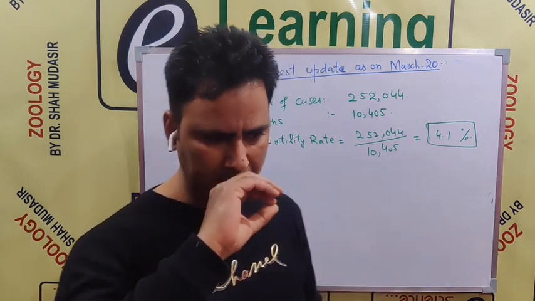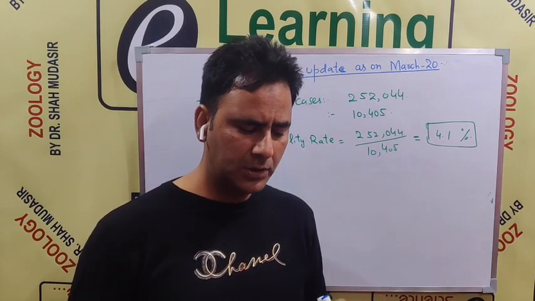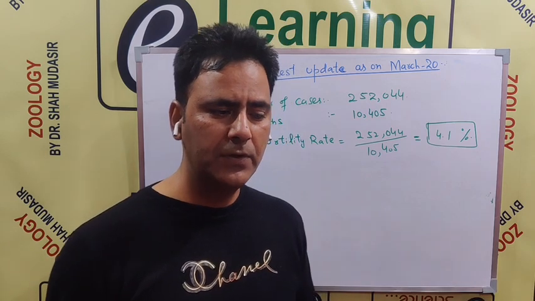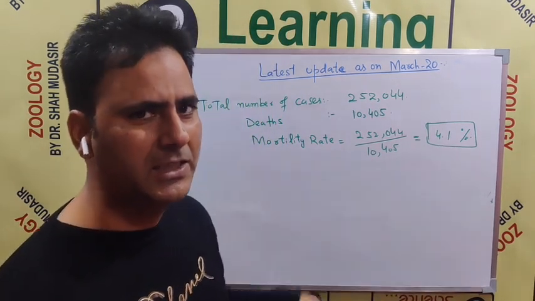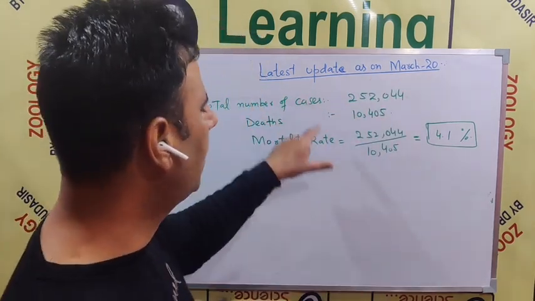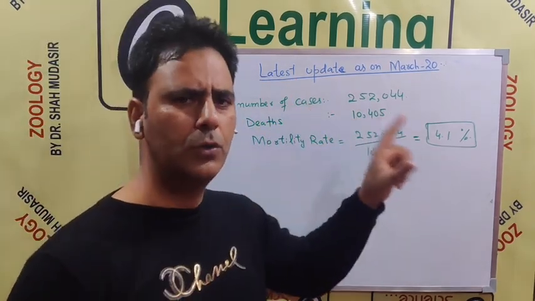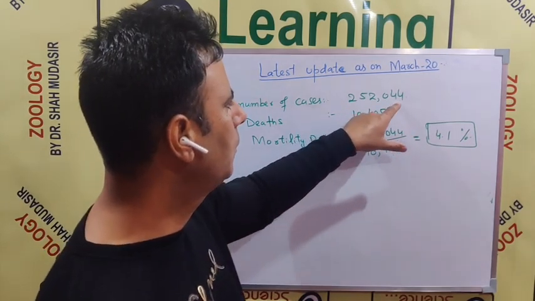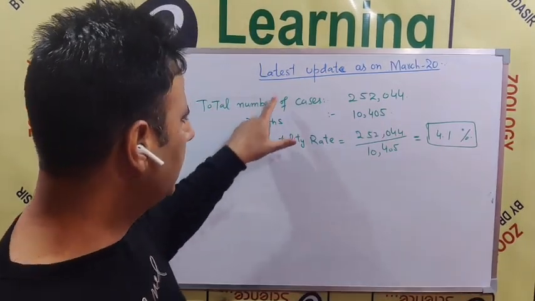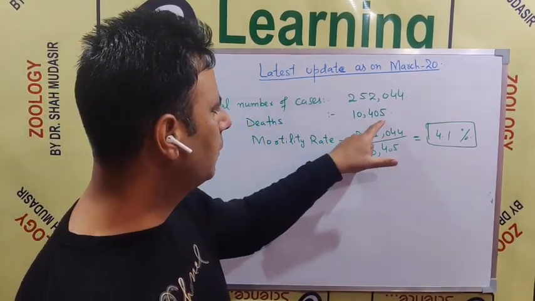For example, I will tell you one thing. Let's take the mortality rate. We will see whether the quantum of fear which we are creating with this coronavirus infection is really good or not. Let us see it this way. Latest update as on March 20: the total number of cases throughout the globe is approximately 2.5 lakh, 2,52,000, who have developed this infection. And the number of deaths is 10,405.